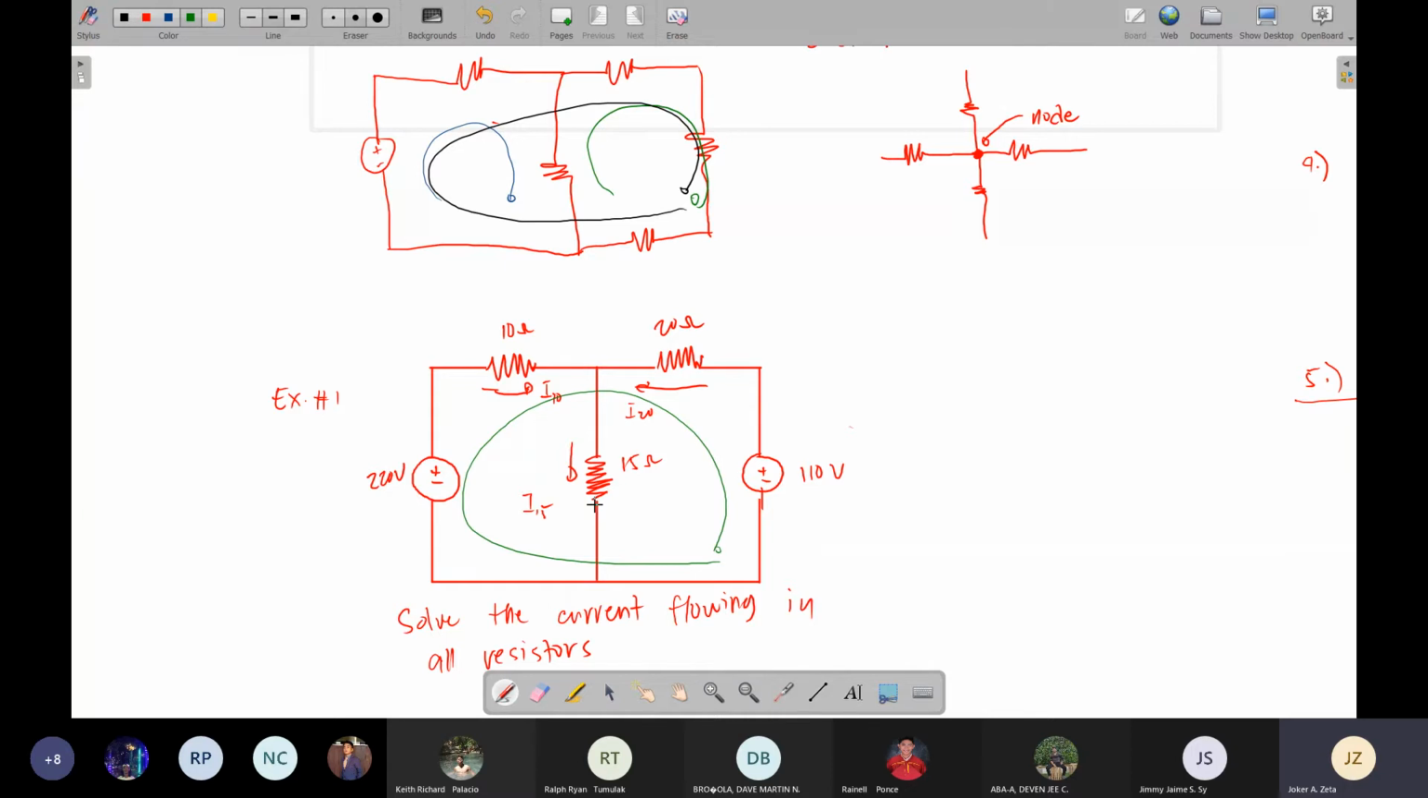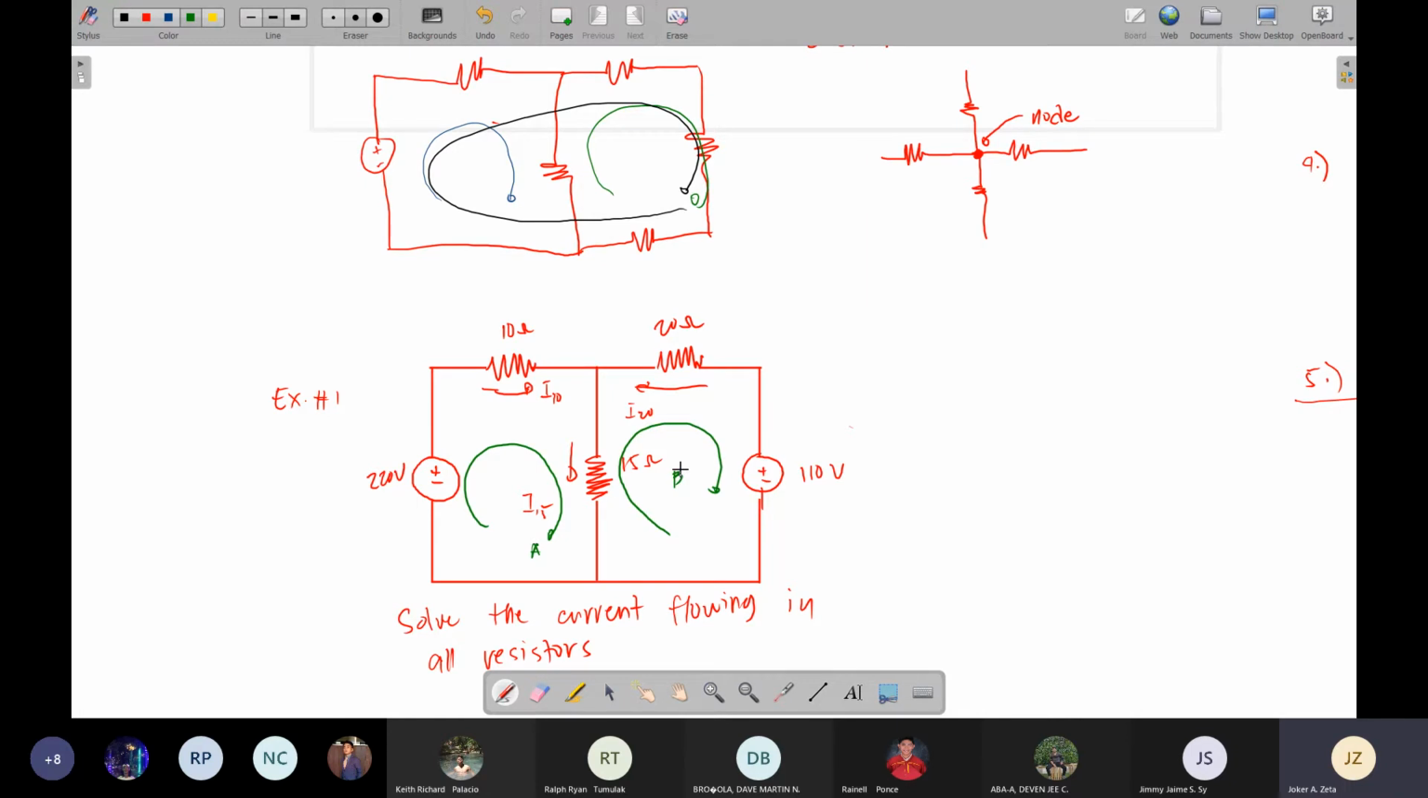As much as possible, avoid a super loop. Use regular loops only. Okay? So for example, let's say loop A, and then for example this one, loop B.